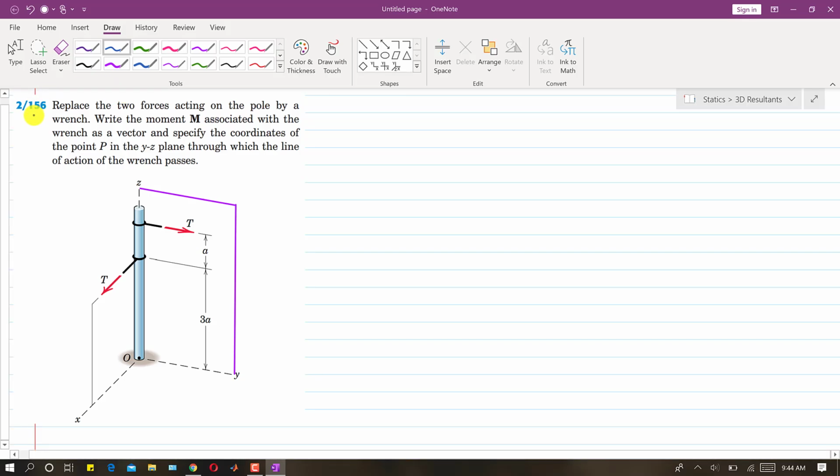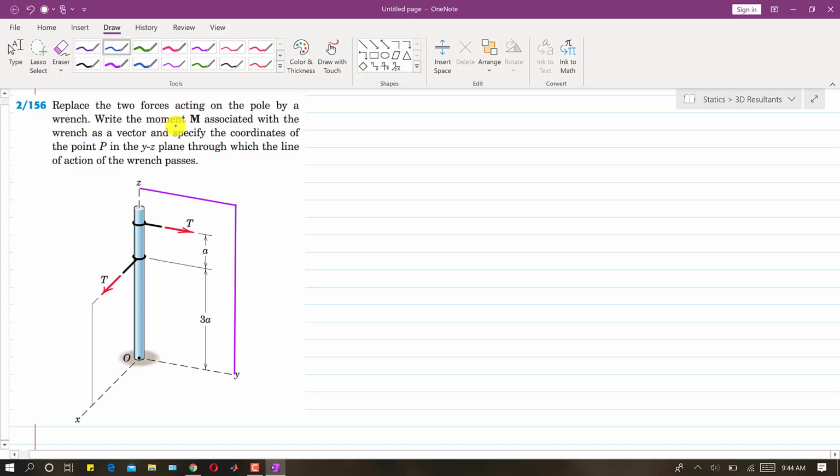I am going to solve this problem 156. In this problem it is said to replace the two forces acting on the pole by a wrench. So we are asked to replace these two forces, these two tensions, by a wrench resultant, right? And it is said to write the moment M associated with the wrench as a vector and specify the coordinates of the point P in the YZ plane through which the line of action of the wrench passes, right?